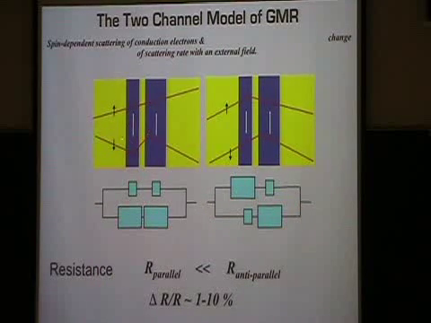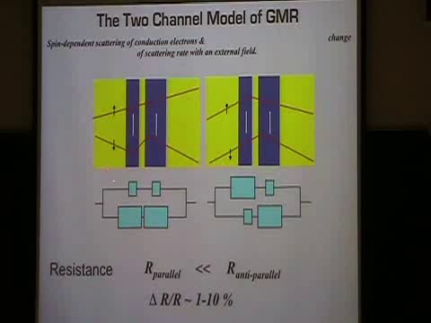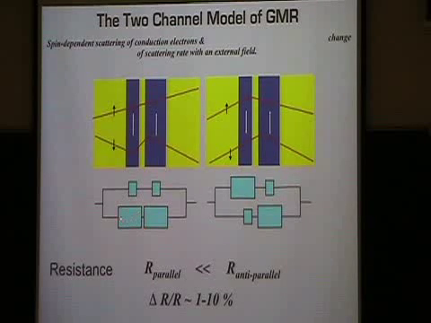And the picture then is you have two electron channels. If you have these two magnetic layers separated by a non-magnetic layer, one channel will have a different scattering rate than the other, and if the layers are aligned parallel, that channel can provide a short circuit. The majority electrons can travel with longer mean free paths through the layers, whereas the minority electrons will be scattered in the layers. So you might have a resistor model like this, where the majority electrons have a low resistance and the minority electrons have a high resistance.